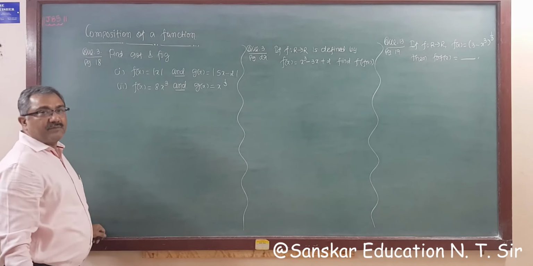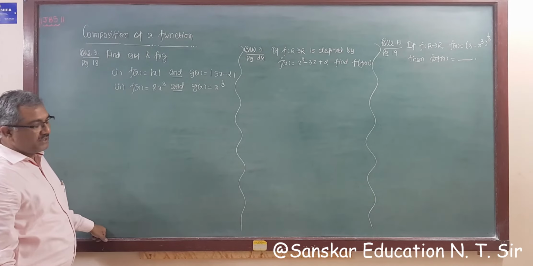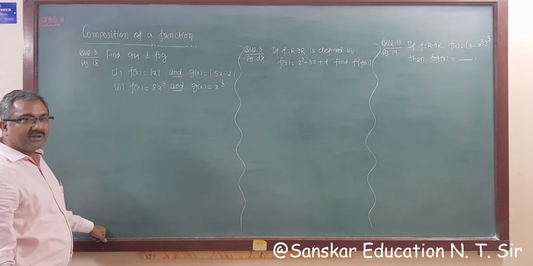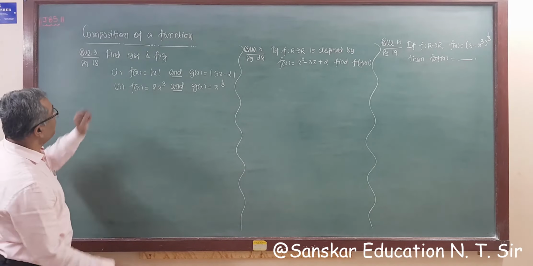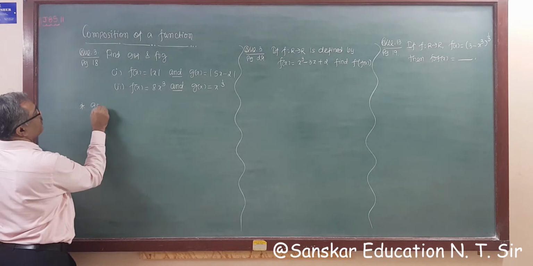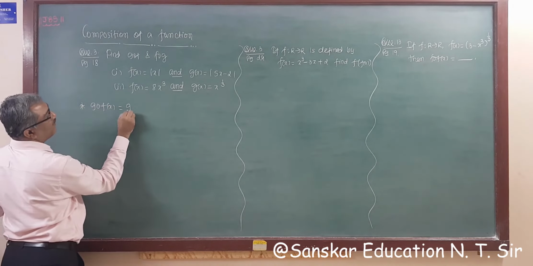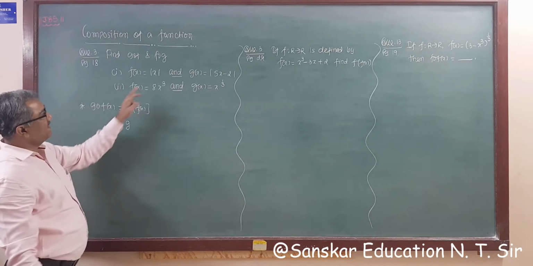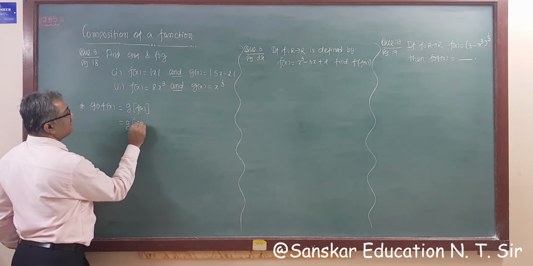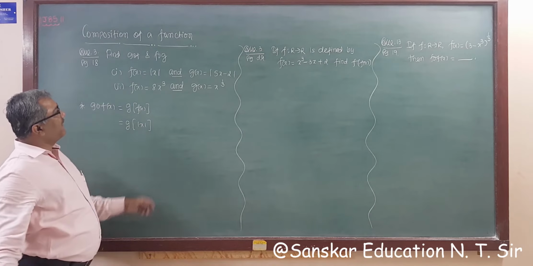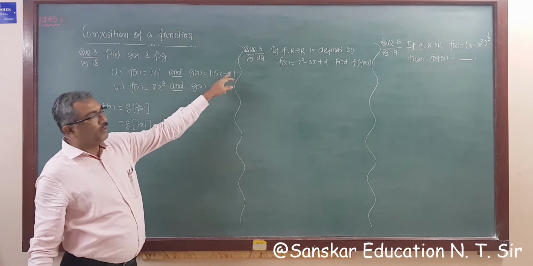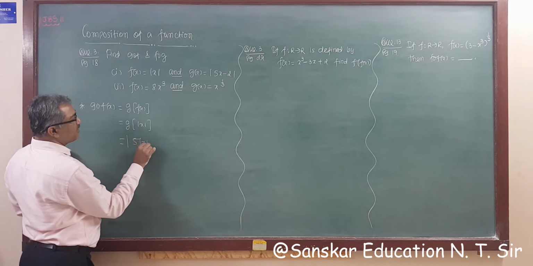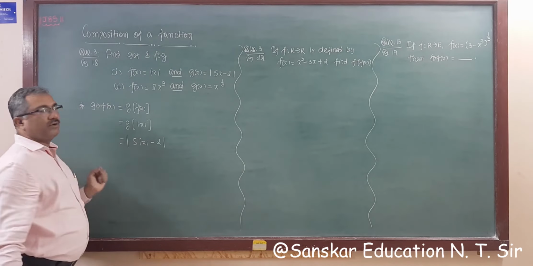Okay, question number 3, page 18: find g over f and f over g. It is not given from where to where the mapping is, so you have to consider it defined on R. First of all, g over f of x is equal to g of f x, as usual by definition. F is defined as modulus of x, and g is defined as modulus of 5x minus 2. So this is modulus of x, and minus 2. So this is your answer.